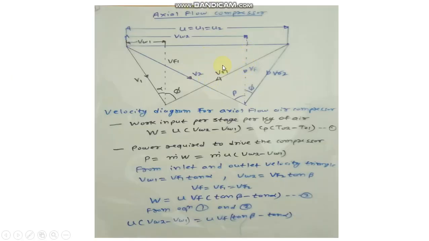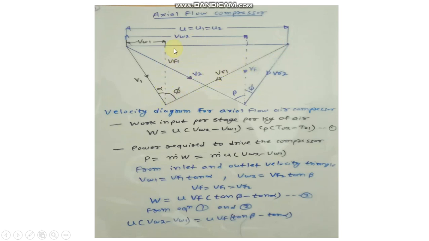VR1, see this is VR1. VR1 square is equal to VF1 square plus this value. From this, U minus VW1, so total is U. So from this point to this point is U minus VW1. From this point to this point is U minus VW1. So (U minus VW1) square plus VF1 square is equal to VR1 square.